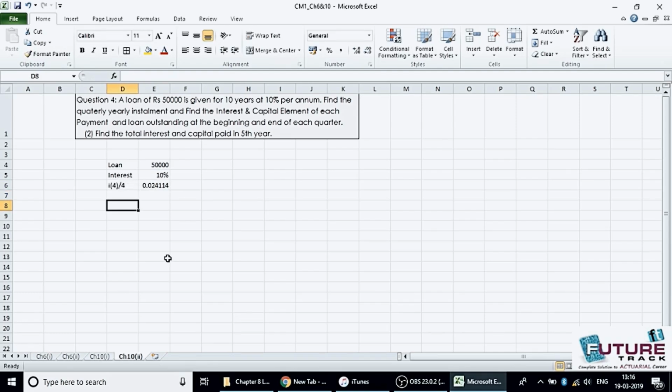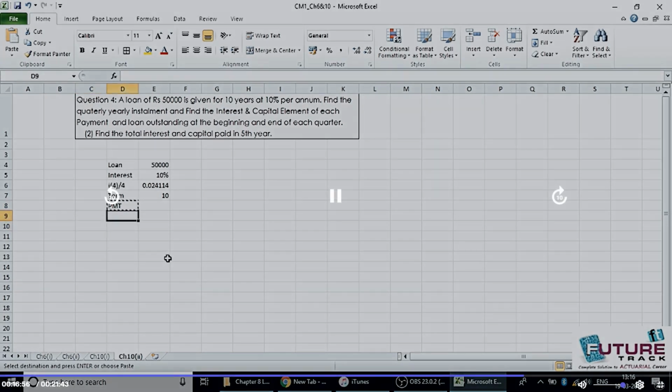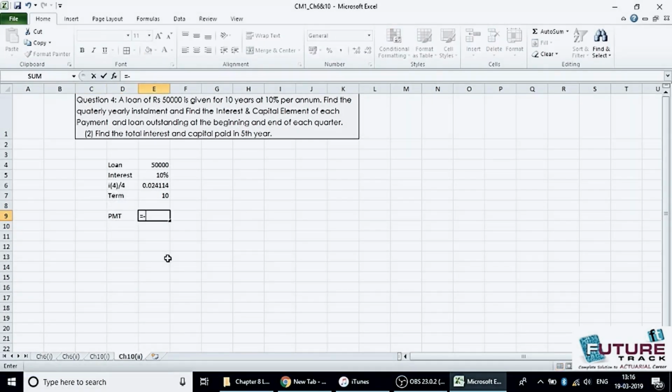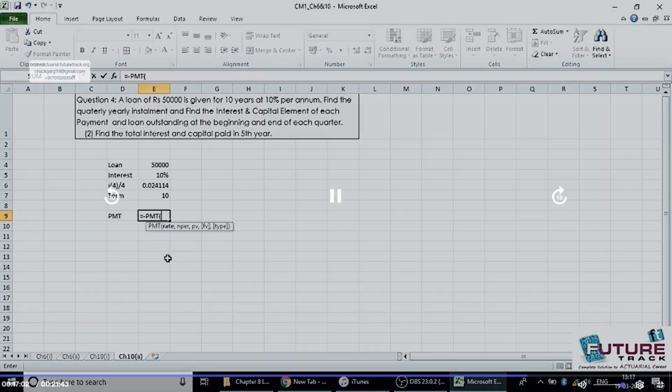Now, first let's find the quarterly installment. So to find the quarterly installment, we use the same formula PMT. Very important term we forget. There's a 10-year term in this. So what is my installment? It is minus PMT. Press tab to select that.